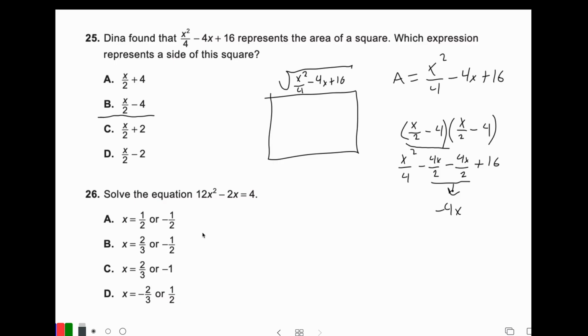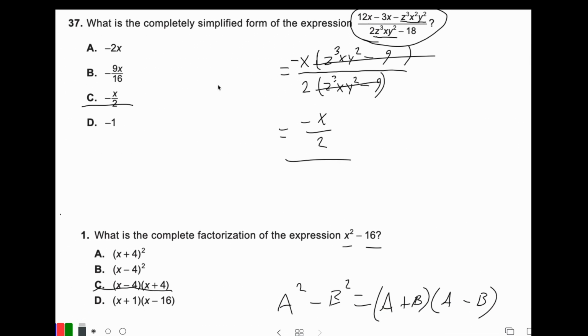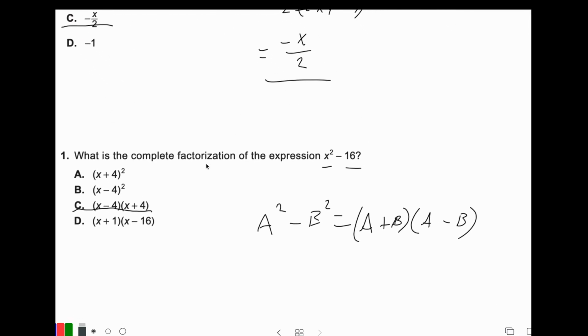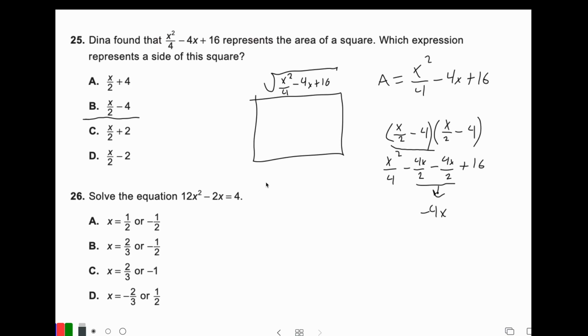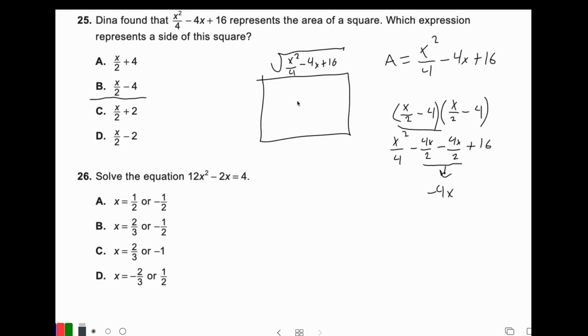Now for this last one, try to do it on your own. Again, a lot of these questions won't be as simple or as straight up as, oh, just simplify this, or what is the complete factorization of this. A lot of times factorization is a tool you have to use, like in this case, and also in this case. So this just says solve the equation. So try and do it on your own.